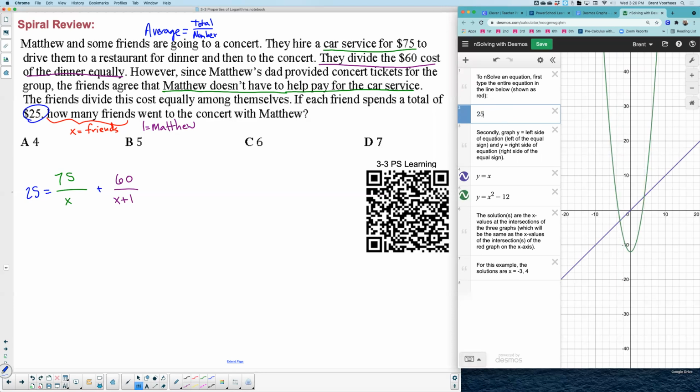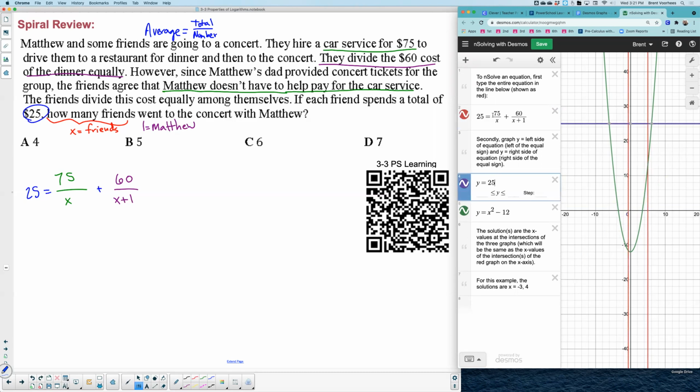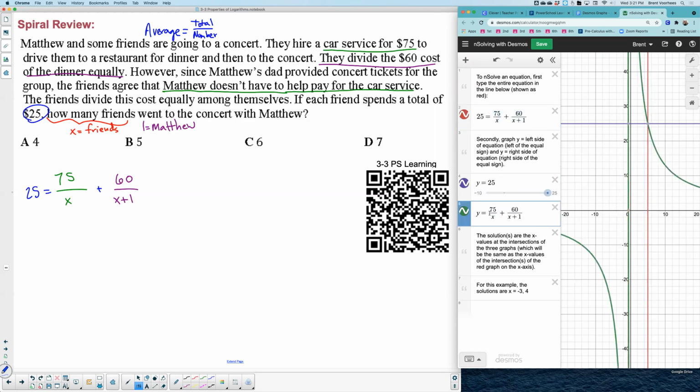We have 25 equals 75 divided by X plus 60 divided by X plus 1. Secondly, after you type in the whole equation, we'll do Y equals the left side, 25. And finally, Y equals the right side of the equal sign. The intersections of the graphs should be a solution. In the real world, you can't have negatives, so that's not relevant. So this is going to be my solution. My solution is 5. We'd have 5 friends here. That would be our solution.